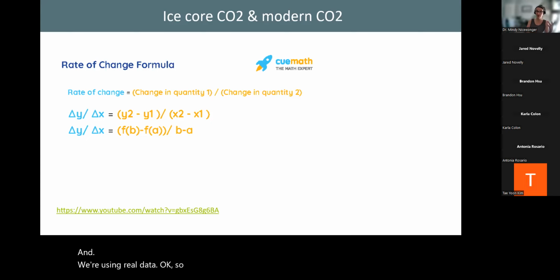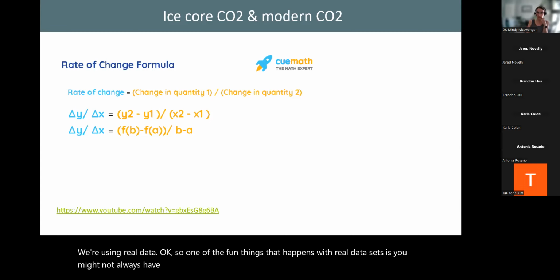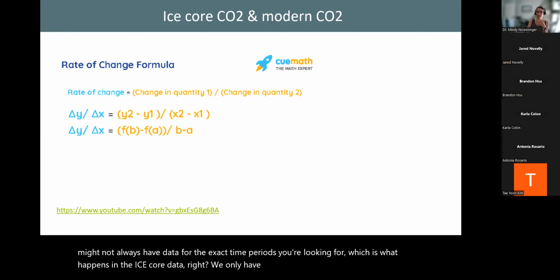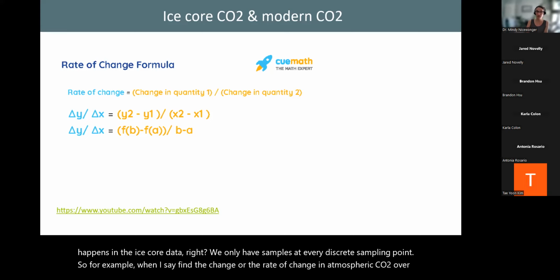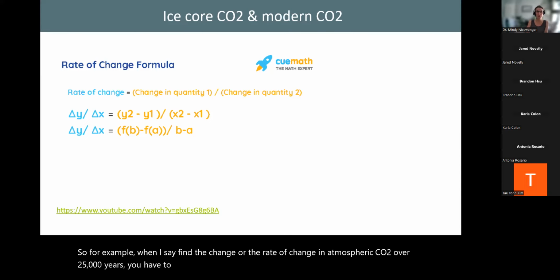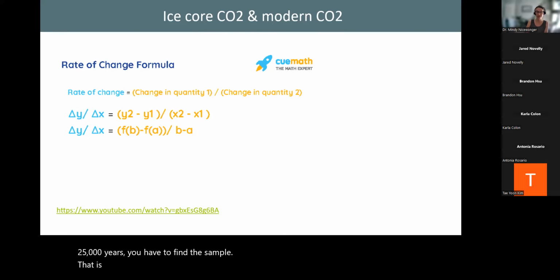Okay, so one of the fun things that happens with real data sets is you might not always have data for the exact time periods you're looking for, which is what happens in the ice core data, right? We only have samples at every discrete sampling point. So for example, when I say find the change or the rate of change in atmospheric CO2 over 25,000 years, you have to find the sample that is close in age to 25,000 years. There's not an exact 25,000 year sample, but there is one that is very close in age to 25,000 years ago.